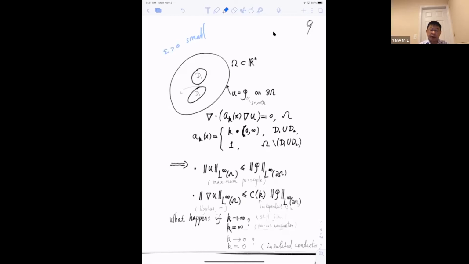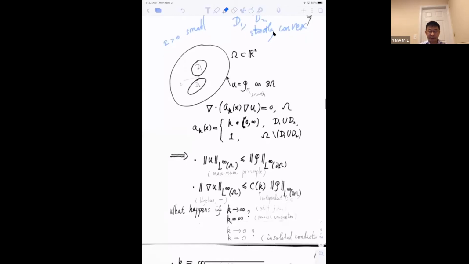So for simplicity, from now on, let's just look at D1 and D2 and think of them as strictly convex. Some results can be done for more general domains, but let's take the simplest case. So this is the setup. We have K inside, ellipticity K here, and 1 outside.